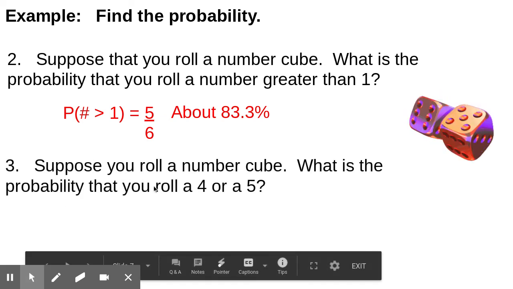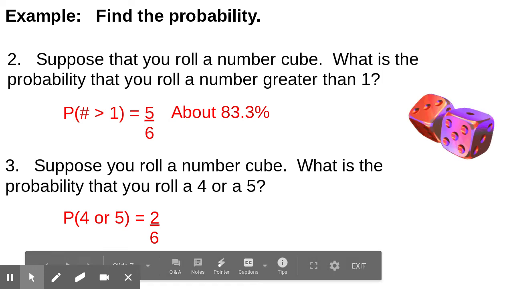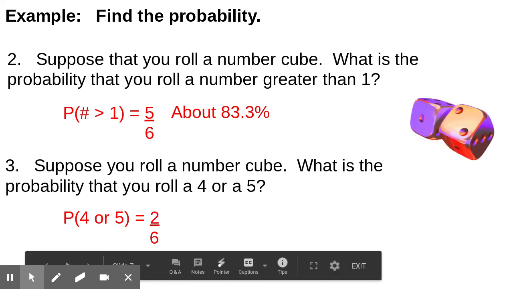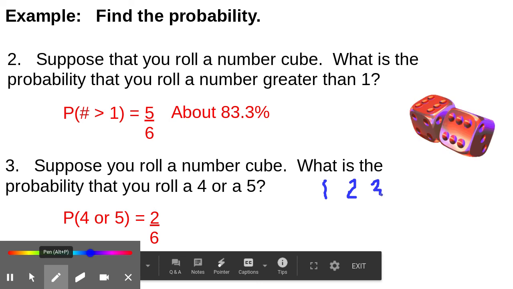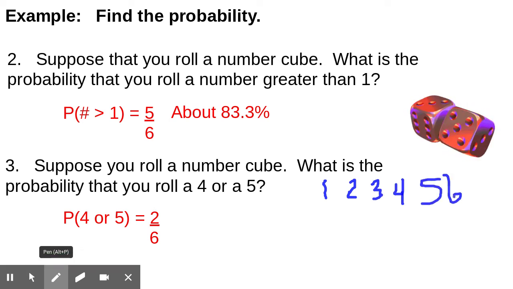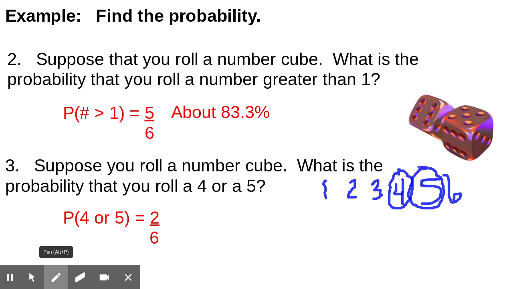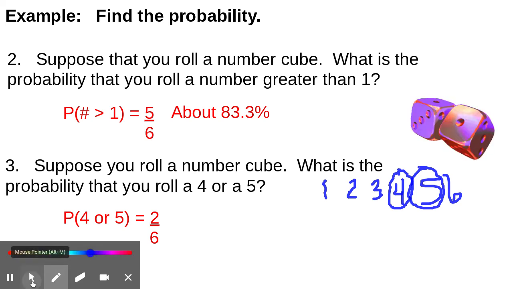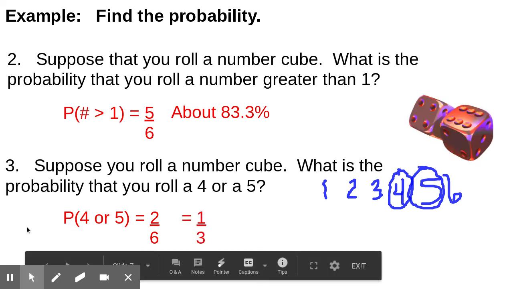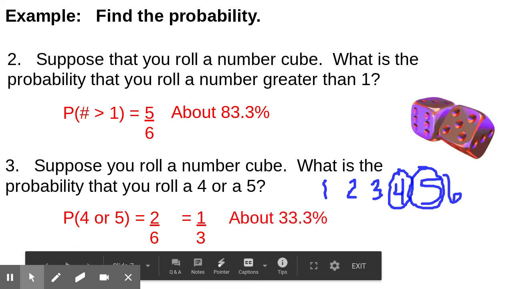Let's do another one. So suppose you roll a number cube. What is the probability that you roll a 4 or a 5? Well, the number of favorable outcomes is 2. There are two numbers that are a 4 or a 5 on your number cube, right? 1, 2, 3, 4, 5, 6. So if I want to roll a 4 or a 5, I want only two numbers to happen. That's my favorable outcomes. I only want 2 out of the 6 total numbers. So 2 out of 6, if you put that in your calculator, that gives us about 33.3%.